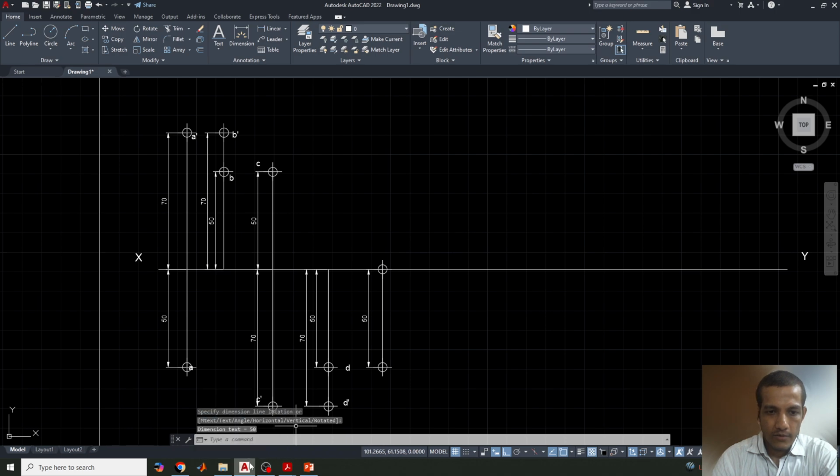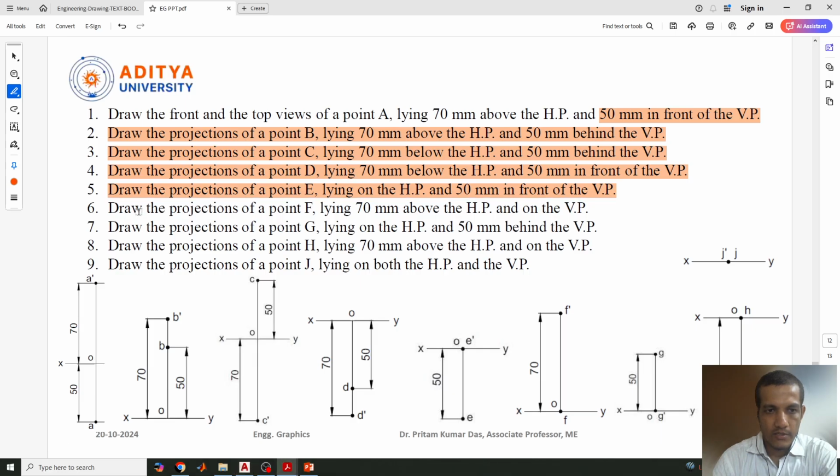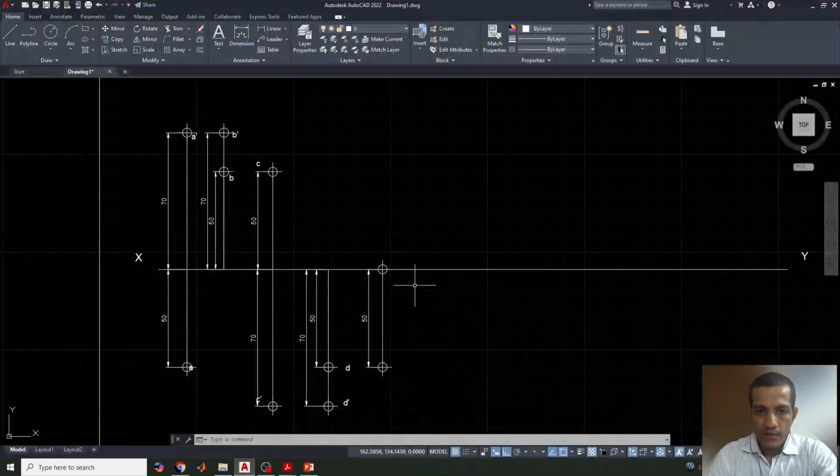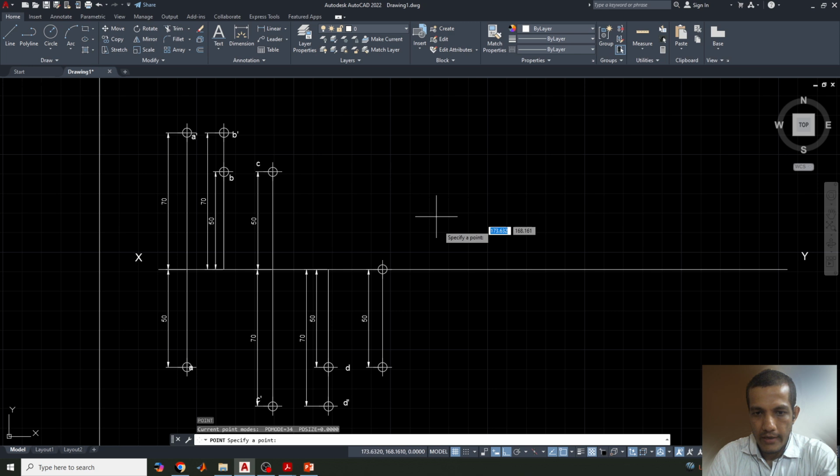So lastly we will give the text, otherwise we will complete it first. The next question is: draw the projection of a point F lying 70 mm above HP and on the VP. On the VP means it will be on the XY reference line, and above HP means in the front view, above the XY line.